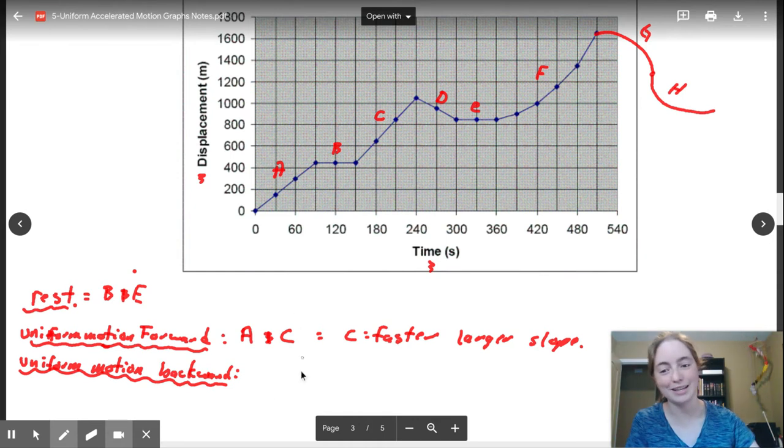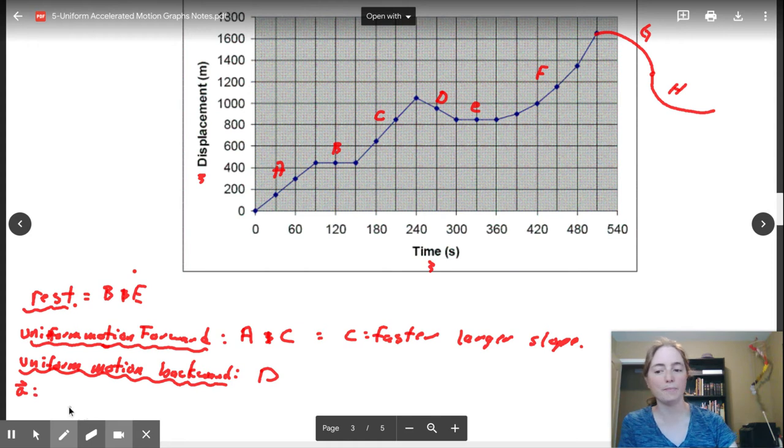Good, D. How do you know it's uniform? The displacement is changing constantly, continuously, seen by that straight line. And how do you know it's opposite direction? It's moving closer to zero. It is moving away from that positive direction. All right? Okay.